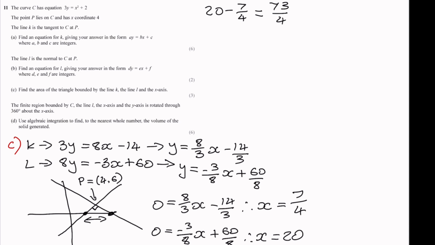So the area is going to be base, which is 73 over 4, times height, which is 6, because we know this point here is P, so this height must be 6, times 1/2, because it's a triangle, which gives me an answer of 54.75.